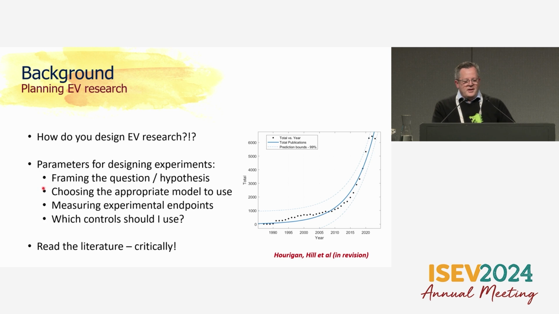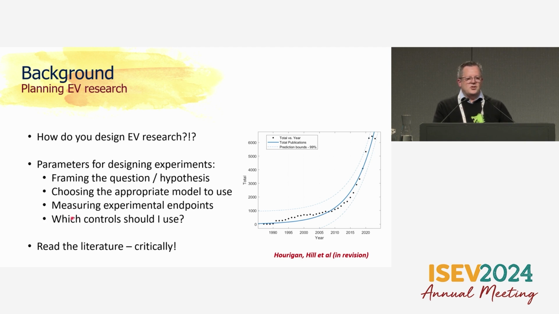And I'm going to talk in this talk about a few things. One, touch on appropriate model systems, different models, different systems, and how to try and choose the most appropriate model to use for your experiments. And also measuring experimental endpoints. I think this morning there was a lot of discussion around things like heterogeneity and how you can measure things. And I think that's a really key part of designing good EV research experiments.